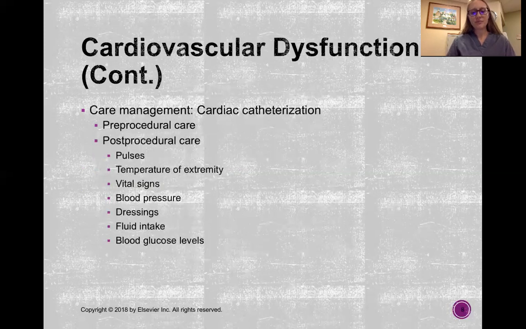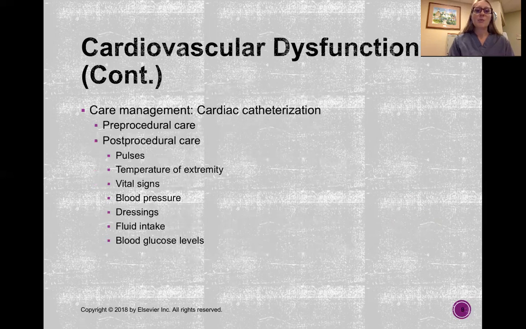Okay. So what are you going to do? What do you need to know as a nurse? So for the pre-procedural care, we're going to do a complete nursing assessment. And especially for the pediatric patient, their height and weight is so important so that we can accurately dose the medications. So do your complete head to toe and make sure to get a current, accurate height and weight.